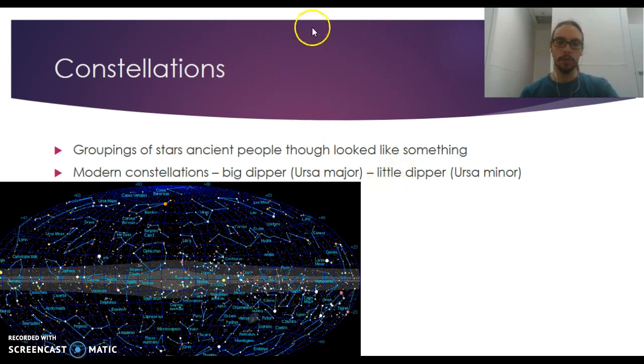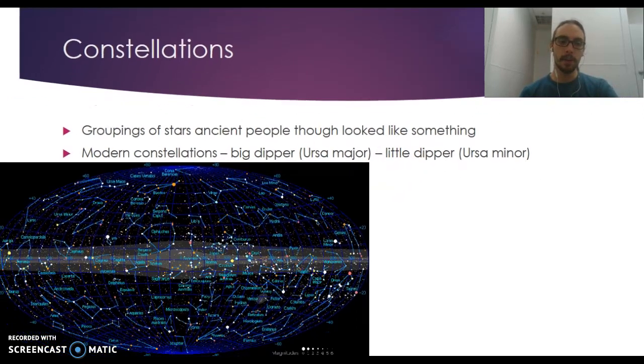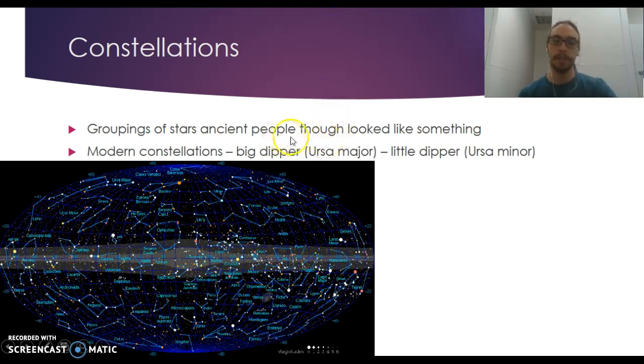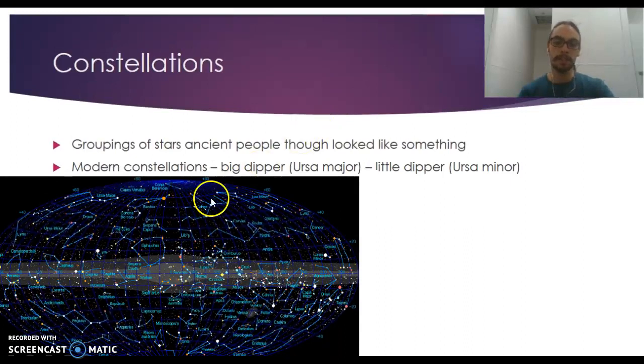All right, so constellations, what are they? They are groupings of stars that ancient people thought looked like something. So Ursa Minor, Ursa Major, Orion's Belt, all of those old school constellations that you think about, that was just people looking up in the sky, connecting the dots, and then kind of thinking that they looked like some sort of object. Our modern constellations are going to be things like Big Dipper, Little Dipper. The Big Dipper correlates with our ancient one, Ursa Major, and the Little Dipper correlates with Ursa Minor.